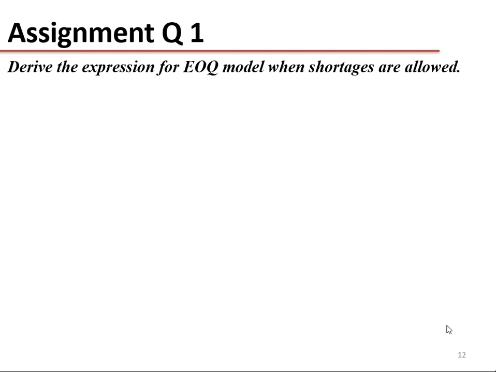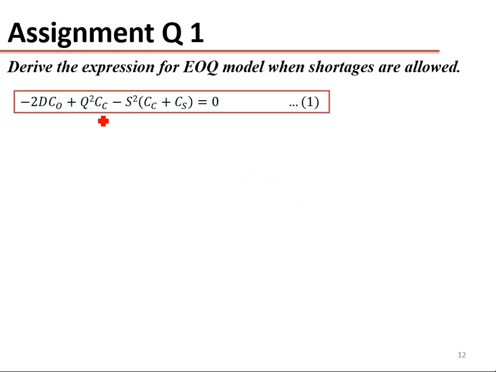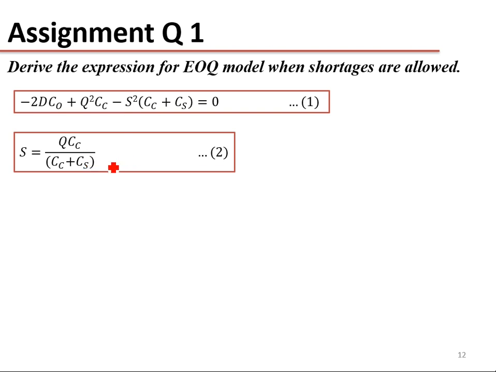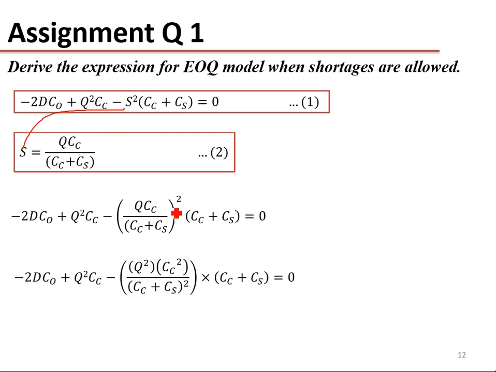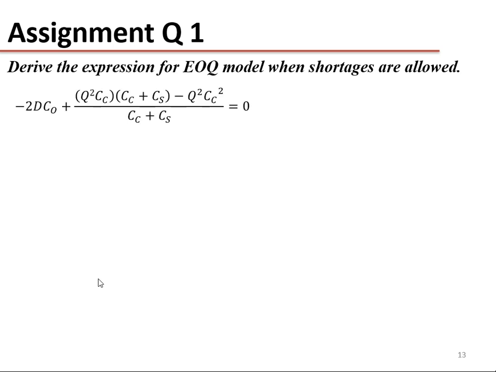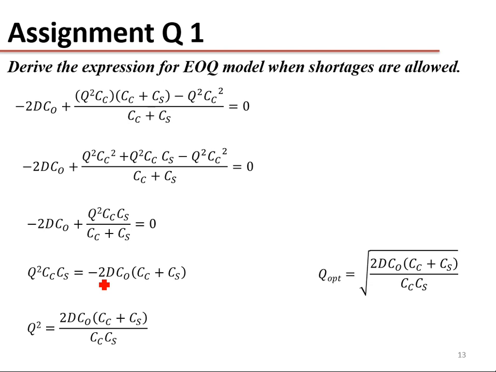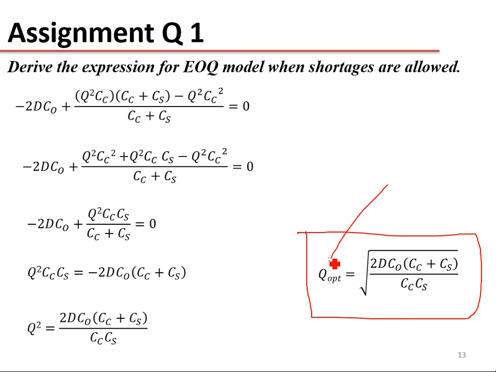Now we put equation 2 in equation 1. This is the equation 1 we know, this is the equation 2 we know, and over here we put the s value. After we put the s value in equation 1, we get the value of q. This is the optimum value, the optimum number of units we are going to order. In this case you can see the expression 2D C0 times (CC plus CS) upon CC CS. This is how we solve the equations.